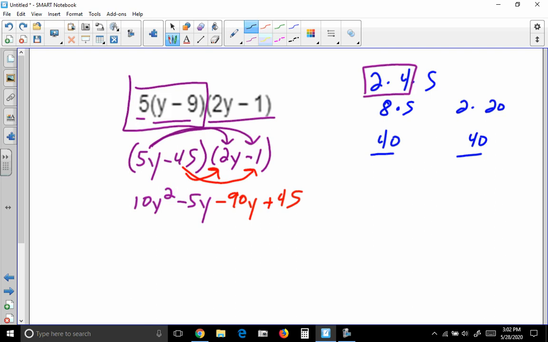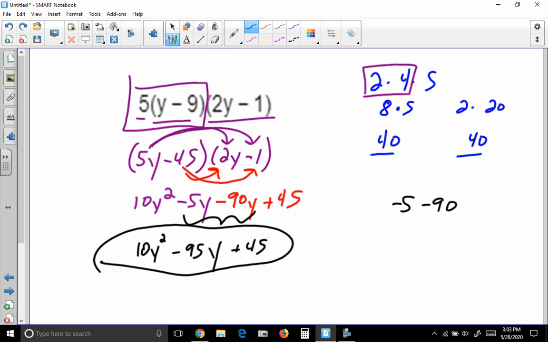Now we combine the like terms. Those are both y's, so we take negative 5 and minus 90 to find out the number of y's. So we have negative 95. Bring down our y squared term, bring down our constant, and we finished multiplying and combining like terms. We won't do this, but if you would like practice, you could multiply the 2 parentheses together first, and then once you get that answer, then distribute the 5. See if you come out with the same thing.